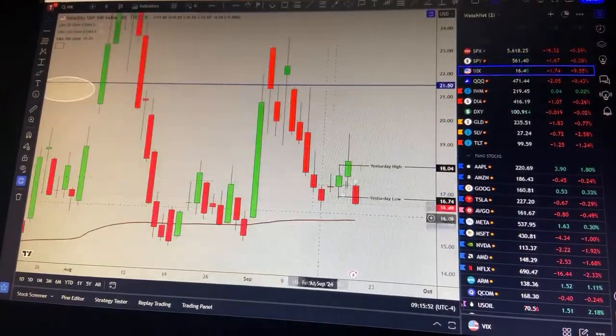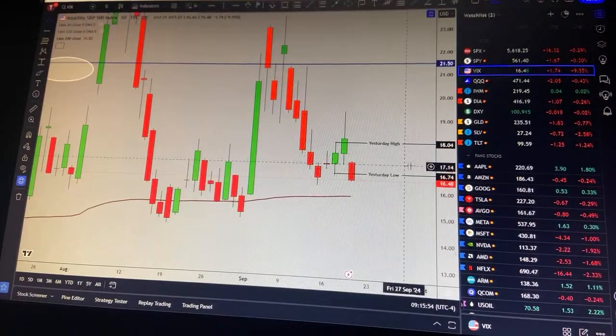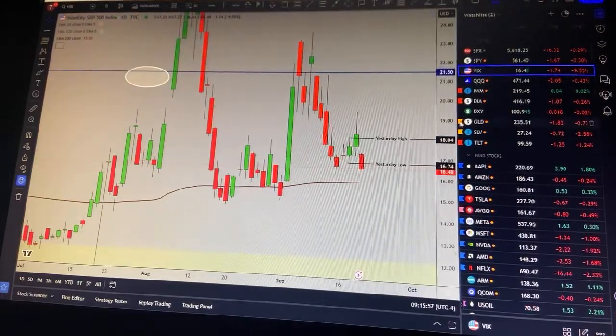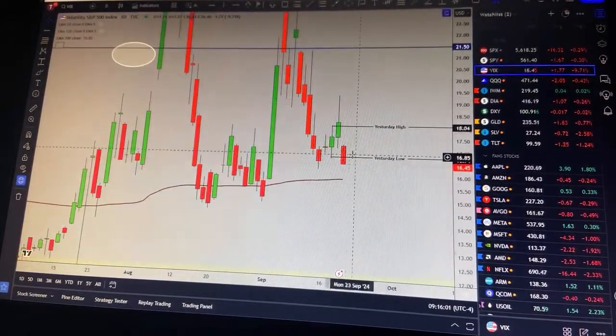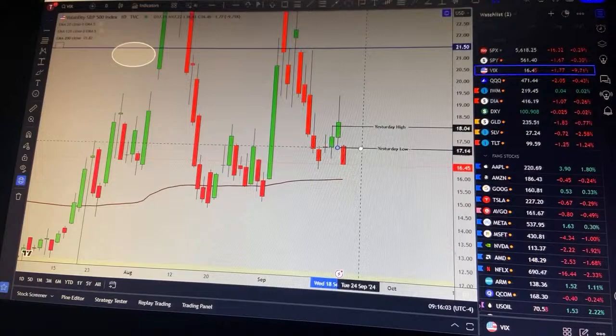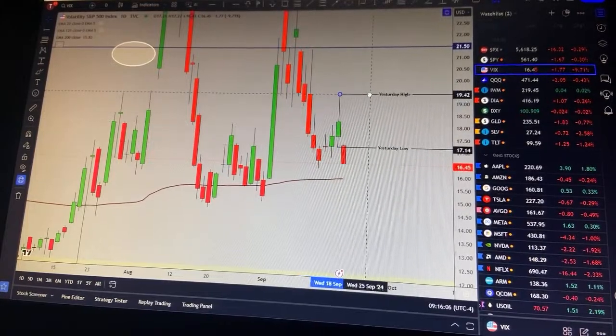Anyways, I digress. VIX down, market up. VIX up, market down. So you can see this morning VIX is down 10%. VIX is collapsing. Again, VIX down, market up. VIX up, market down. So we have a VIX volatility collapse here this morning.